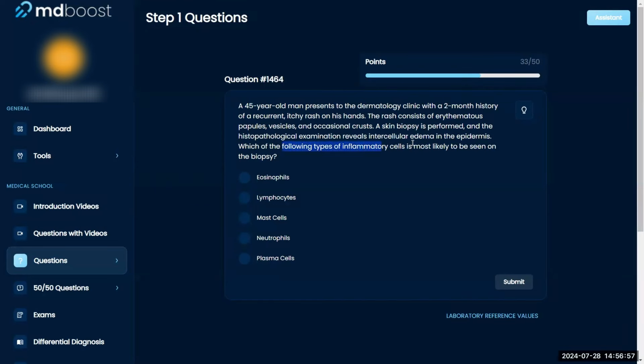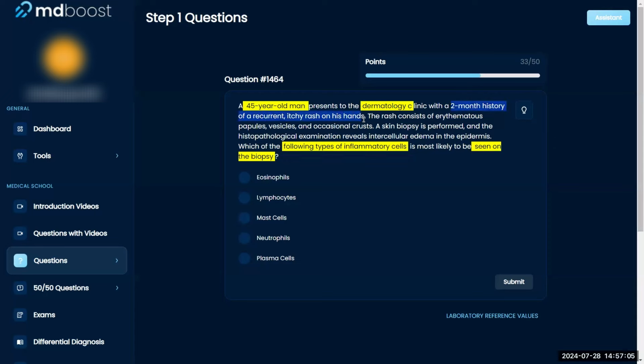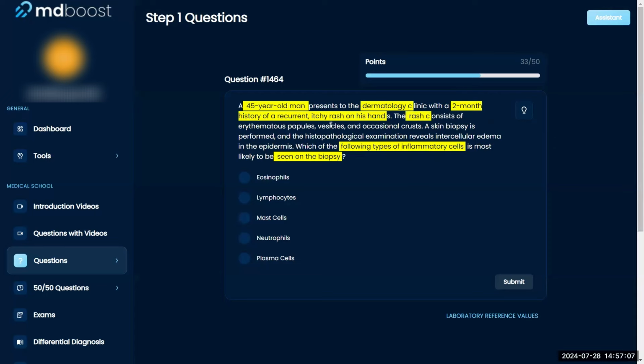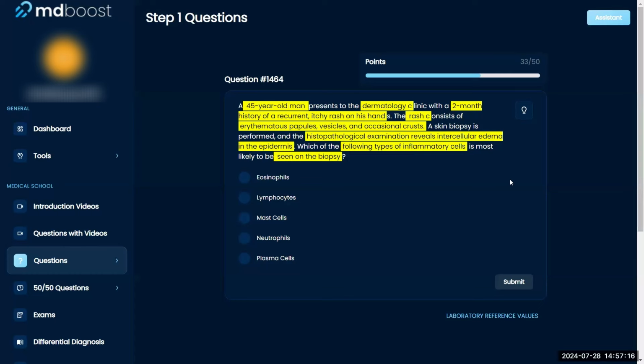Which of the following types of inflammatory cells is most likely to be seen on biopsy? All right. A 45-year-old man presents to the dermatology clinic with a 2-month history of recurrent itchy rash on his hands. The rash consists of erythematous papules, vesicles, and occasional crust. Skin biopsy is performed: intracellular edema in the epidermis. Intracellular edema, 2 months. Okay.